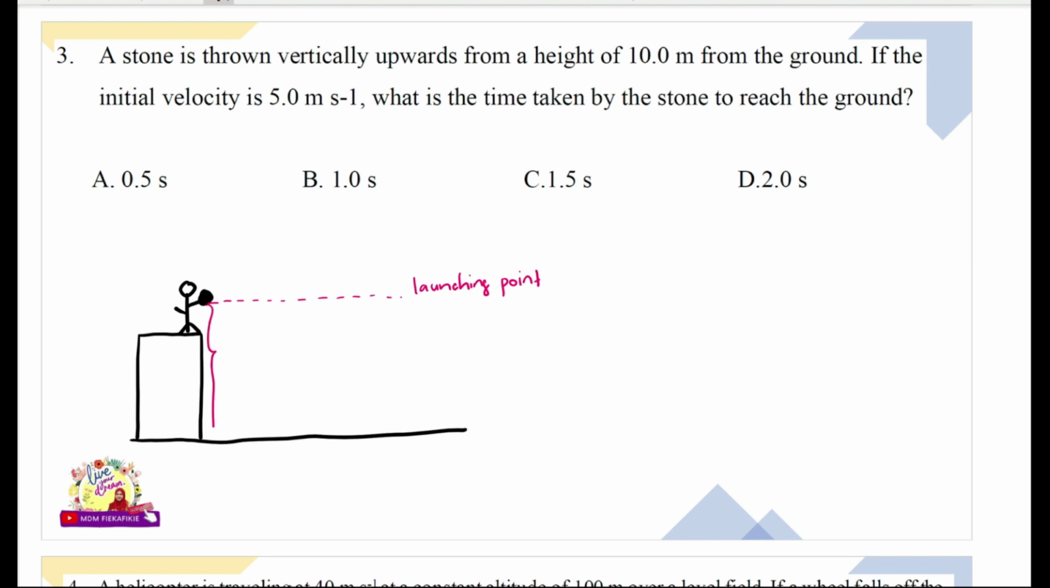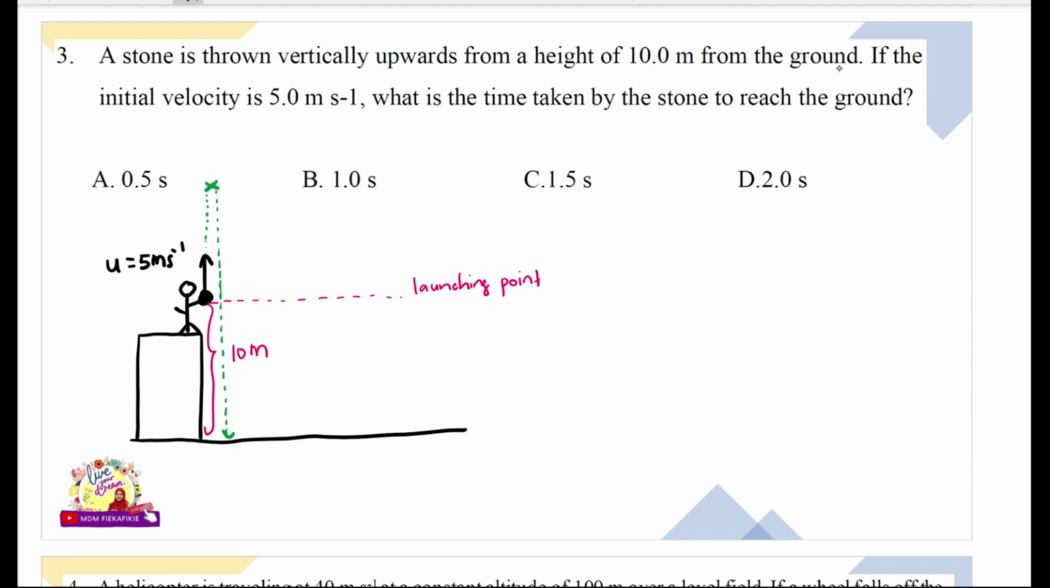And this is 10 meter from the ground. And then when you try to throw the ball upward, given that the initial velocity U is 5 meter per second. So, bola tu akan bergerak ke mana? So, dia akan naik ke atas sampai maximum height. So, dia akan turun ke bawah. Okay, naik ke atas. Lepas tu, dia akan turun ke bawah.